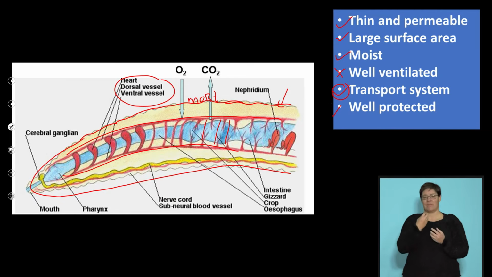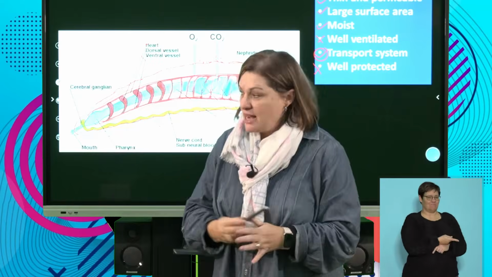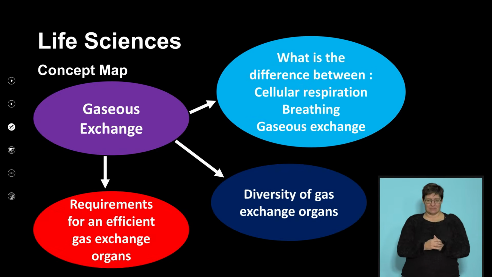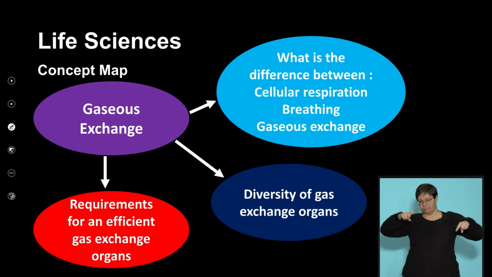Well protected, not so much, all right? They're very soft, they're very squishy. If you stand on them, you're probably going to kill them, right? But they're usually deep down in the soil. They're not very high up. So their body might not protect them, but where they stay might be protected. Okay, so when we're looking at those things, you need to have an idea of how different kinds of organisms are going to understand gaseous exchange.